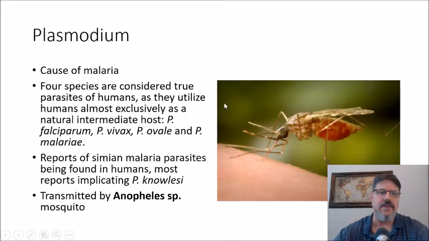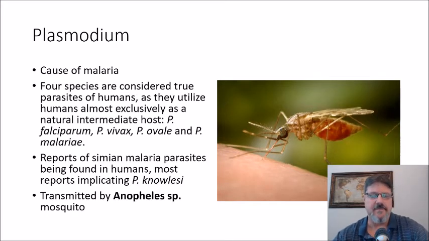And as I mentioned, Plasmodium is the cause of malaria. It's generally considered that there's 4 true parasites of humans in the Plasmodium species, as they utilize the humans almost exclusively as a natural intermediate host. And these 4 include Plasmodium falciparum, Plasmodium vivax, Plasmodium ovale, and Plasmodium malariae.